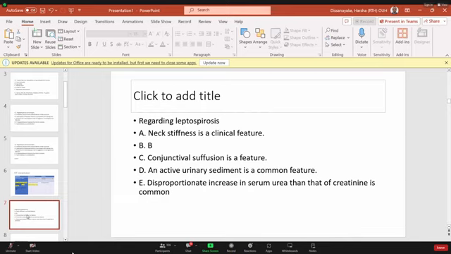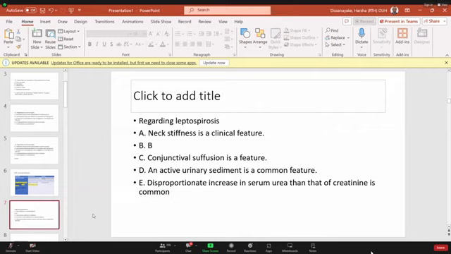It's an aseptic meningitis. Or in other words, even with active meningitis, if you do a CSF, you will not find leptospira in the CSF. It's a sterile CSF, but it is inflamed because of an immune response. Right. Conjunctival suffusion is a feature.